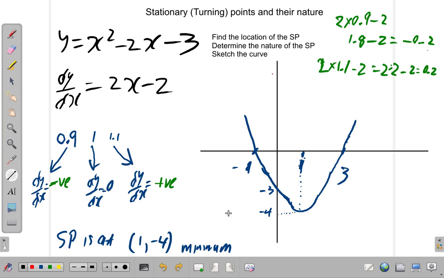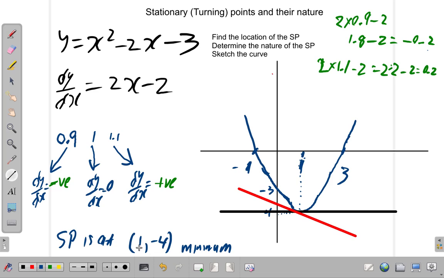I want to get my line to touch the curve, but I don't want it to cut through the curve. All right, let's say that is touching the curve. So at 1, dy by dx is 0. When we substitute 1 here, we get 0. When we substitute 0.9 for x, we got negative 0.2. The important thing is that it's negative. So the tangent to the curve on the left would have a negative gradient.